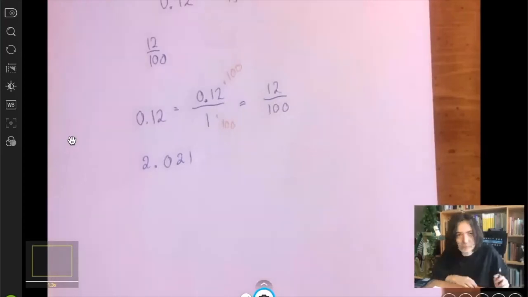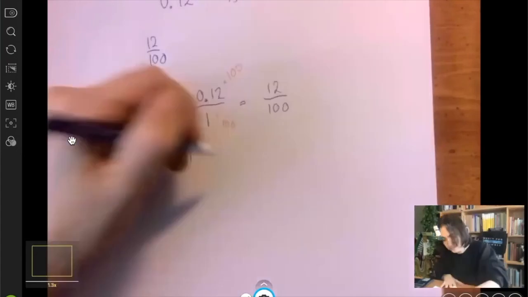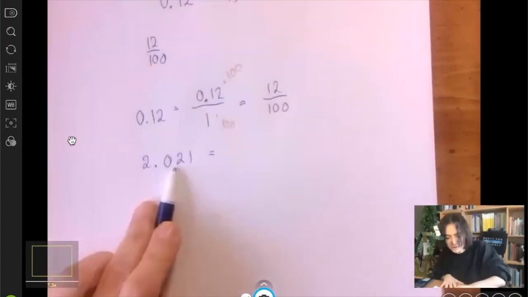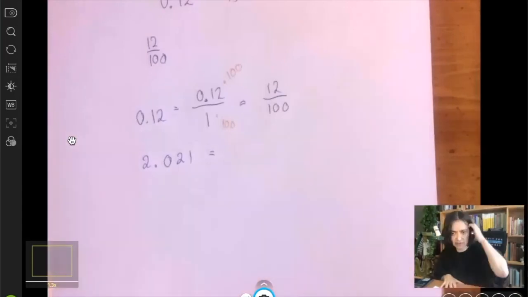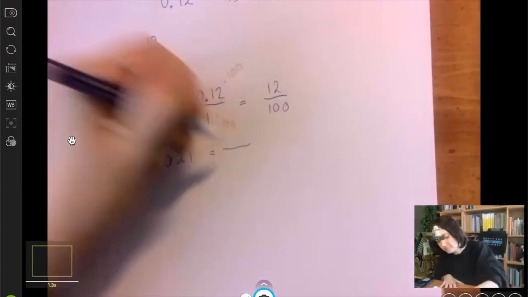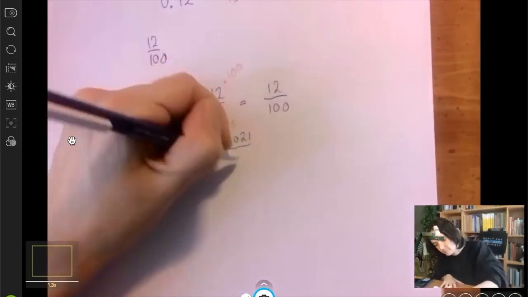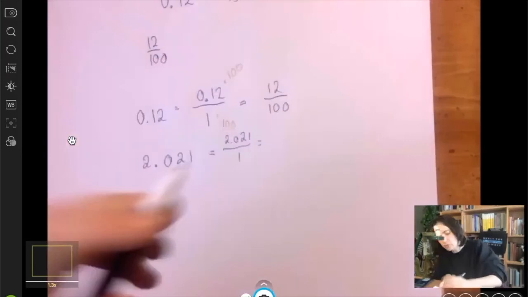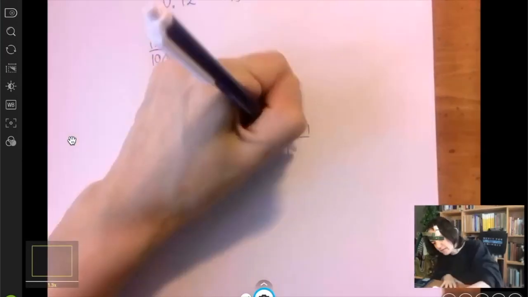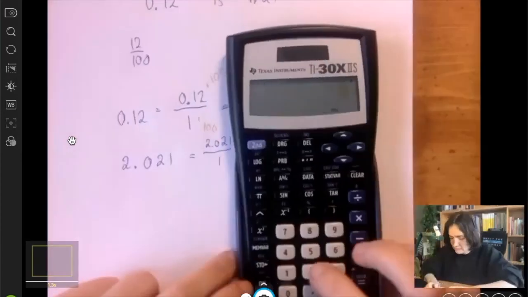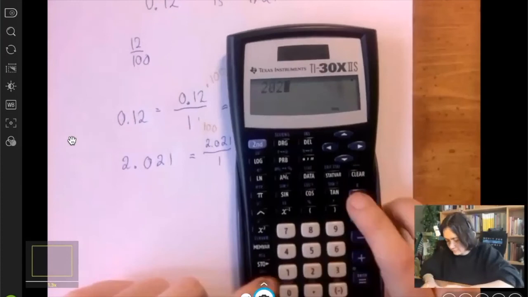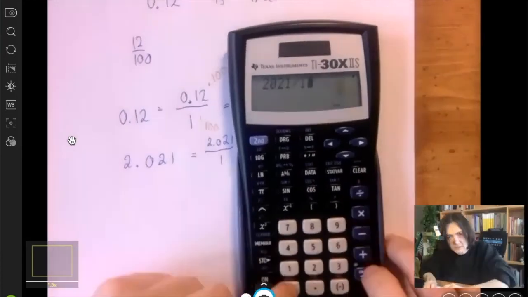2021 divided by 1,000. Bingo. So we grow a 1, and then we're going to have to move the decimal place 1, 2, 3 times. That's 3 zeros after the 1, so 1,000. We multiply upstairs and downstairs by 1,000, and there it is, and we can check. 2021, my 1 is sticky, divided by 1,000.